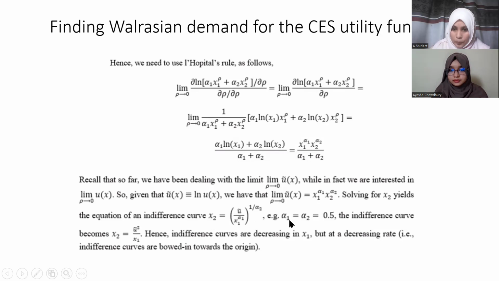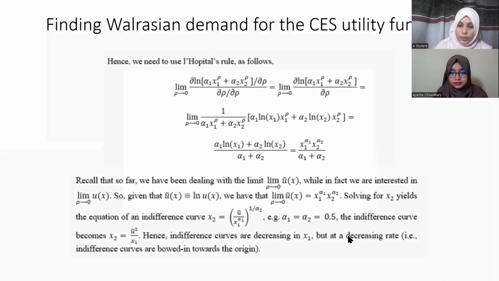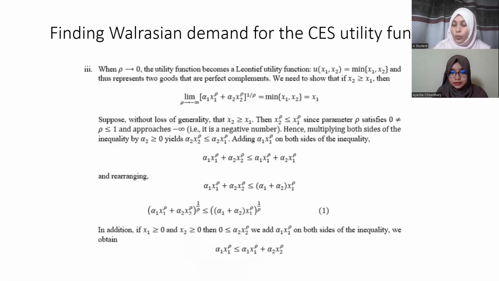And hence, if we consider alpha 1 equal to alpha 2 equals 0.5, the indifference curve becomes x2 equals u tilde squared divided by x1. Hence, the indifference curves are decreasing in x1 but at a decreasing rate. So we can see that indifference curves are bowed in towards the origin, and that was what our question needed to be solved. So, Aisha, can you describe the third question?